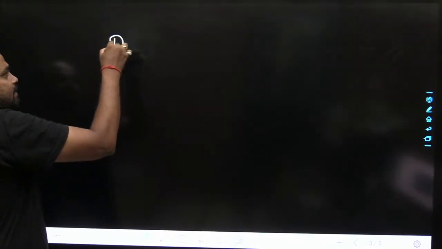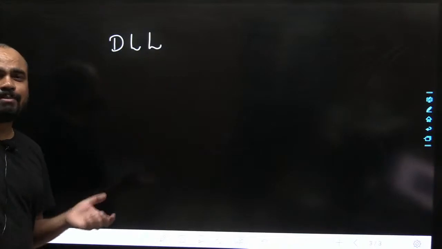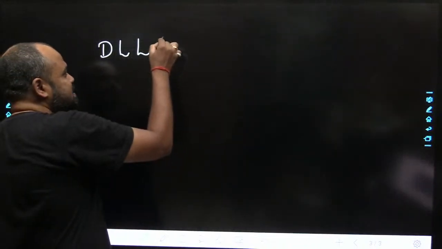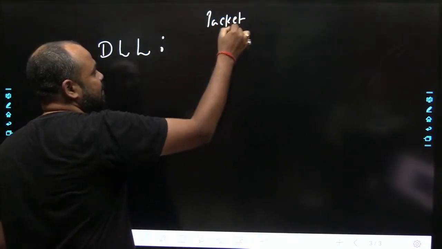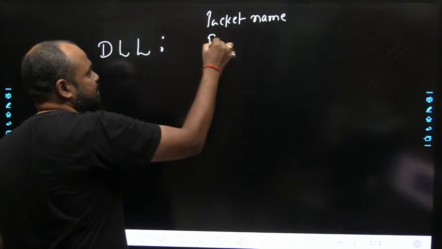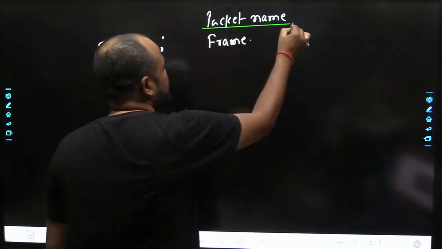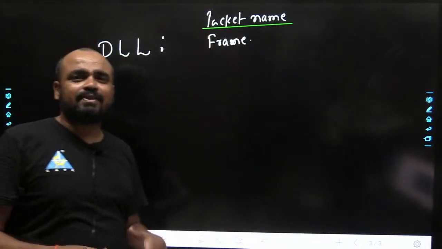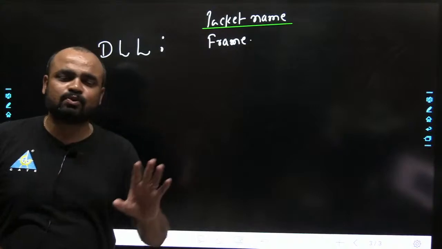Okay, so see, suppose in the data link layer, we basically give the packet name as a frame. In the data link layer, what we basically do is give the packet name as a frame. So just see over here. In different layers, we basically assign different names of packet. There is a reason. I will explain each and everything step by step. So just don't worry right now.